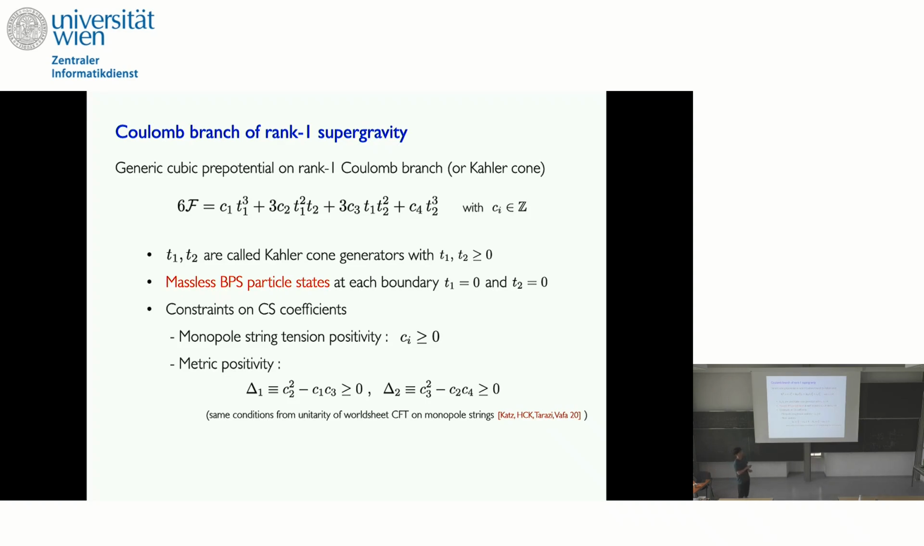Because of the quantization of the Chern-Simons terms under the gauge transformation. Okay, actually, as a side remark, this same condition can be derived from the unitarity of the worldvolume CFT in the 5D monopole string.